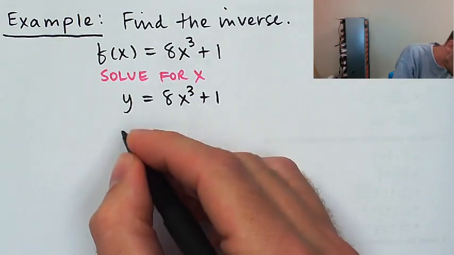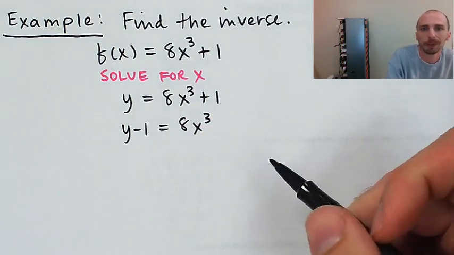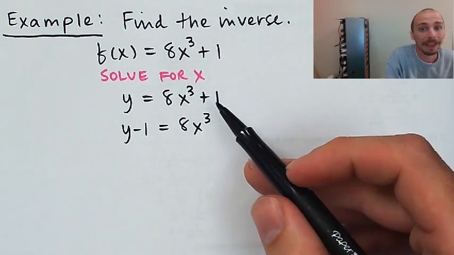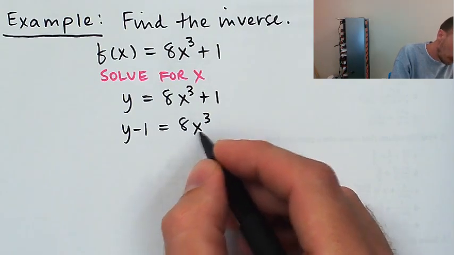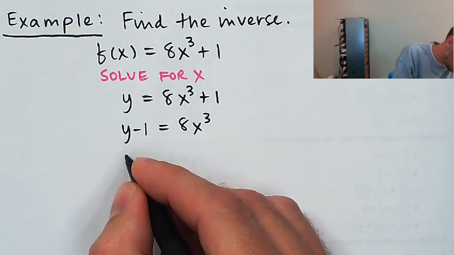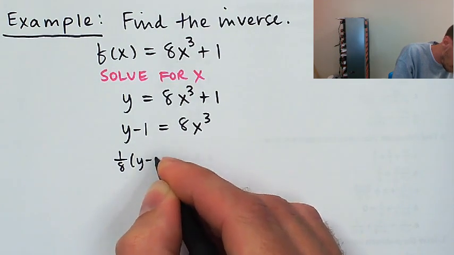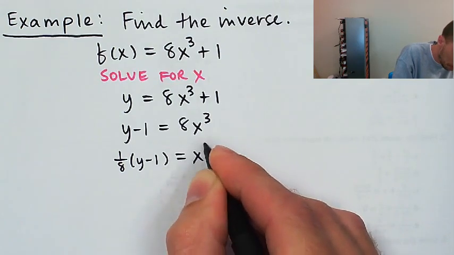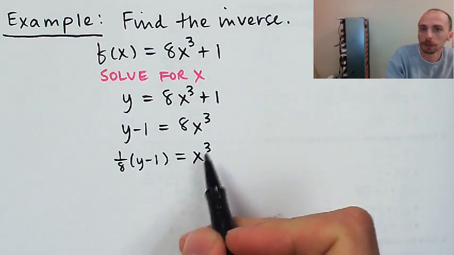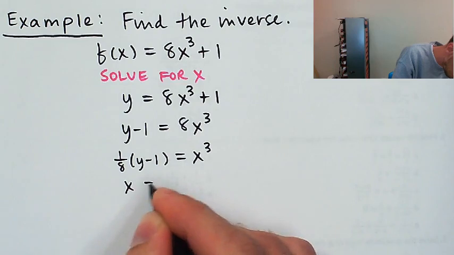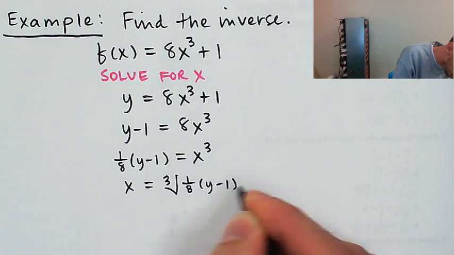So I'm going to subtract 1. I'm going in reverse order of operations, like PEMDAS: I need to get rid of addition and subtraction first, then multiplication and division, like that 8, and then exponents at the end. So I'm going to divide both sides by 8, because I've got 8 multiplied by x cubed. Instead of dividing y minus 1 by 8, I'm just going to multiply it by 1/8. Then I can solve by taking the cube root of both sides, because that's what undoes a cube. So x equals the cube root of 1/8 of y minus 1.